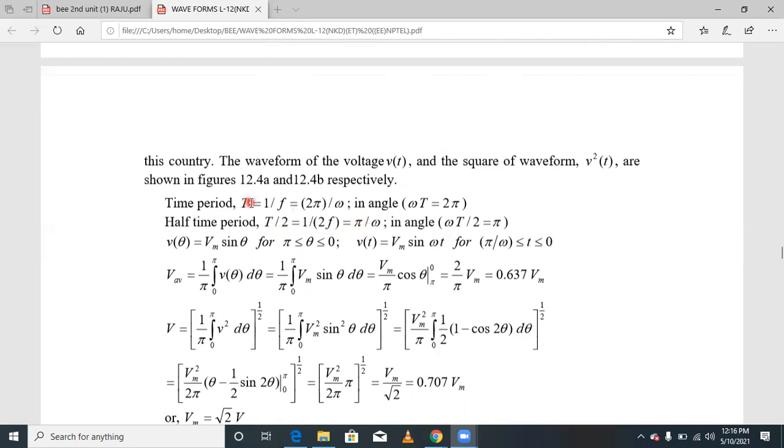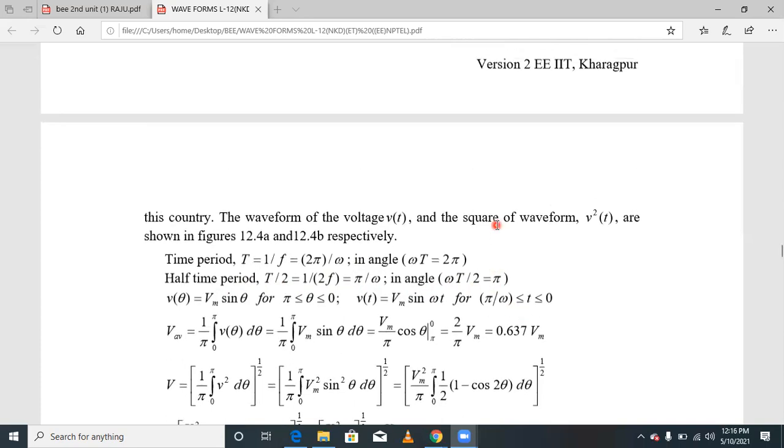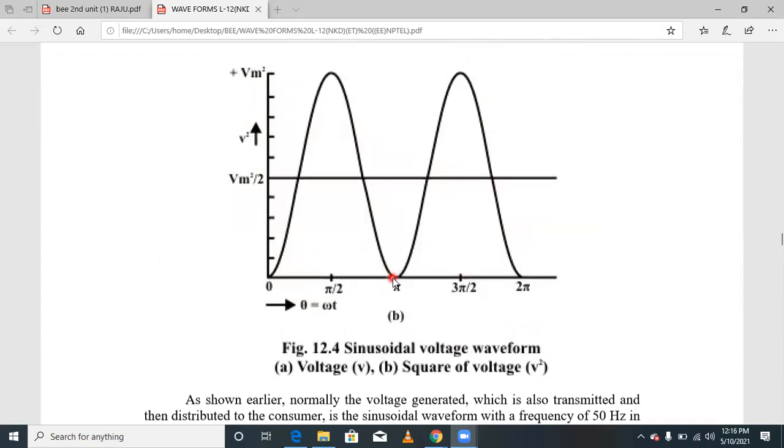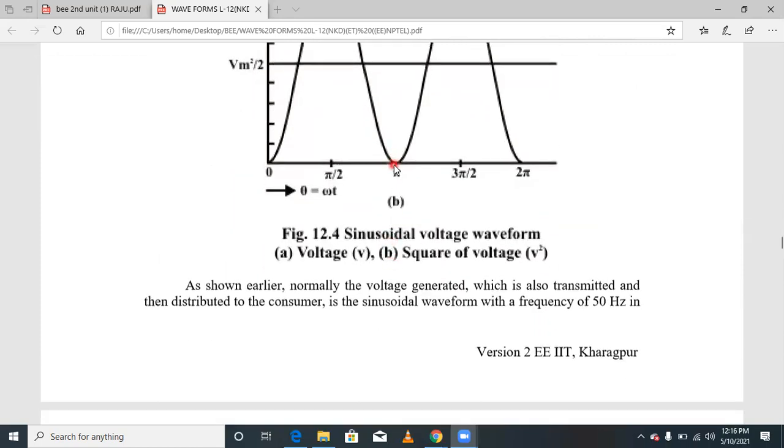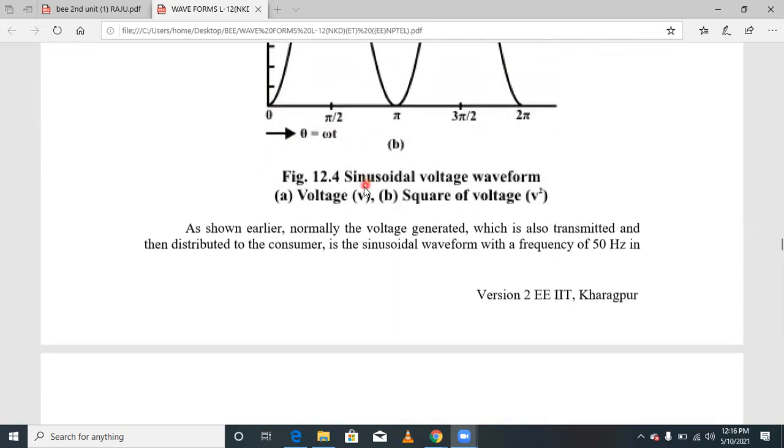Actually, for a full cycle, T is equal to 2 pi by omega. For half time period, T is equal to pi by omega. Then in angle, omega T by 2 is equal to pi. So pi is called the half time period. In angle it is pi, in time period it is T by 2. The range 0 to pi is T by 2, that is called the half time period.